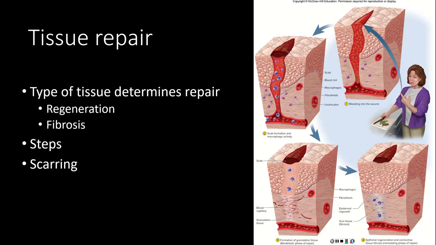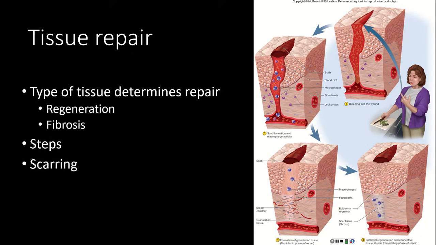Fibrosis is when you replace the damaged tissue with fibrous connective tissue. For example, if you damage your stratified squamous epithelium and you replace it instead with some sort of fibrous connective tissue. But in reality, it's not one or the other. There's always some regeneration and some fibrosis. But depending on which tissue type and how severe, maybe you'll get more regeneration, or maybe you'll get more fibrosis.